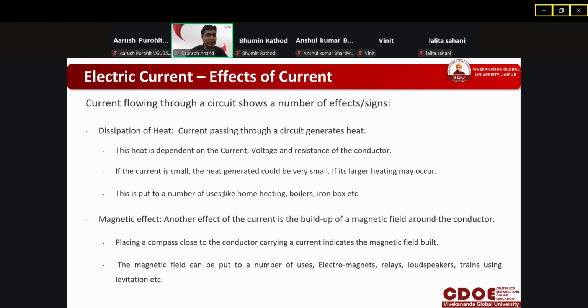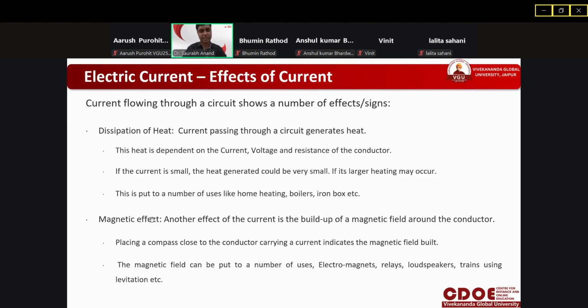So the first type of effect is dissipation of heat. If we are applying voltage, the current will be high and there may be dissipation of heat. Why is it dissipating? What is dissipation actually? Dissipation means if we have applied voltage, then there will be generation of heat. Heat will be generated there, and dissipation means it will be coming out of it. So this is dissipation.